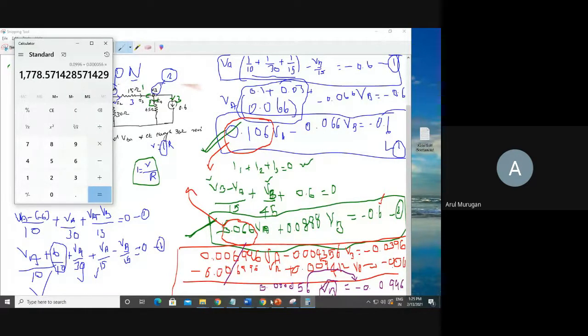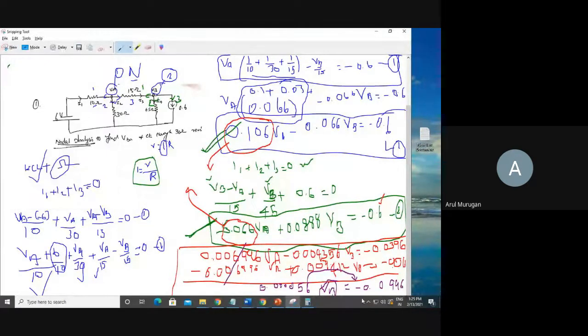So if I write the values properly, then my answer for VB is correct. So this is the method to find VB. After finding VB, substitute it directly here, then get VA. So this is the method for solving the node analysis problem.